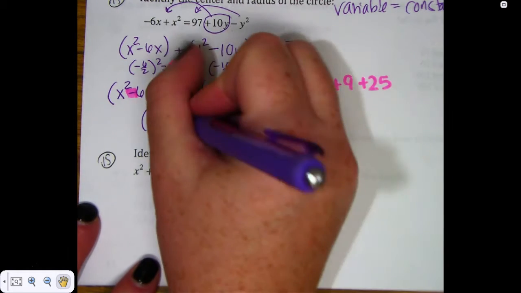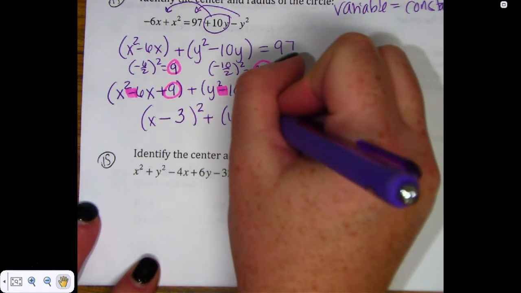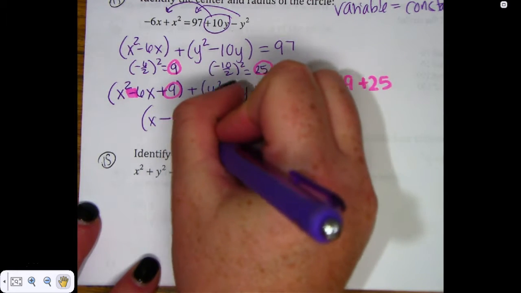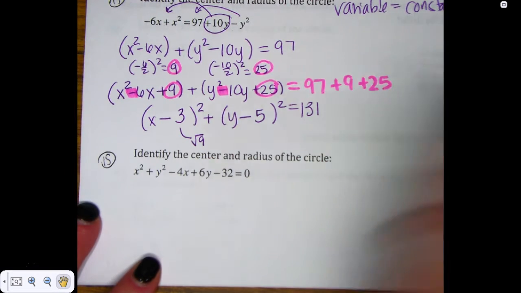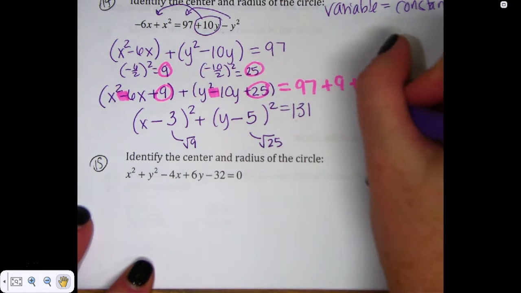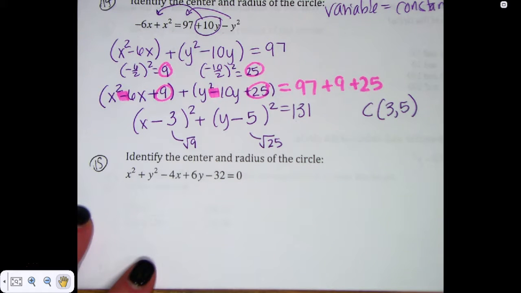Alright, now I'm going to take the square root of 9 and get a 3. I'm going to take the square root of 25 and get a 5. Okay, so how did I get this? I took the square root of 9. How did I get this? I took the square root of 25. Now my center is a positive 3, positive 5.